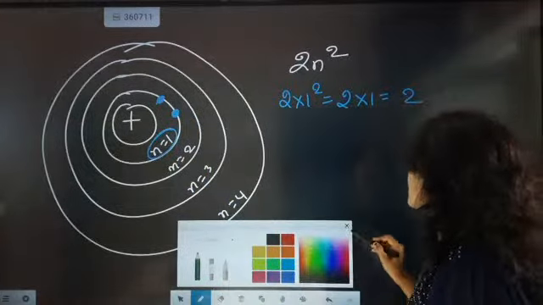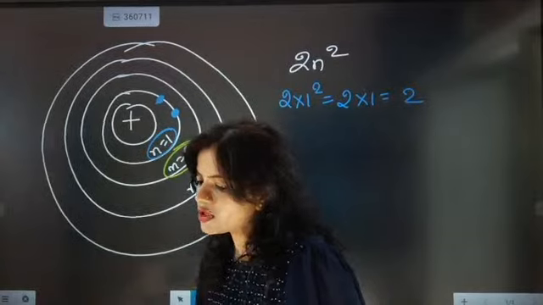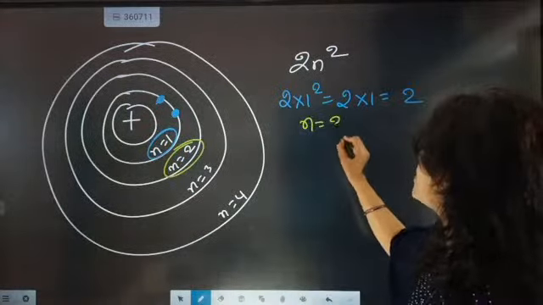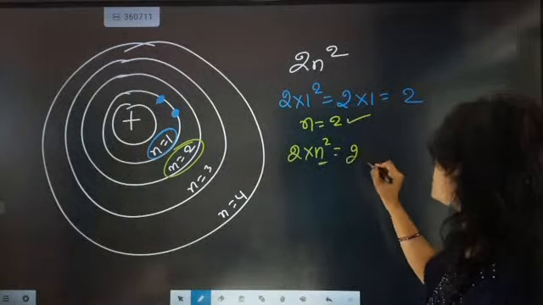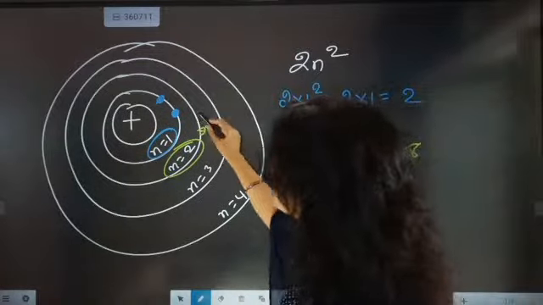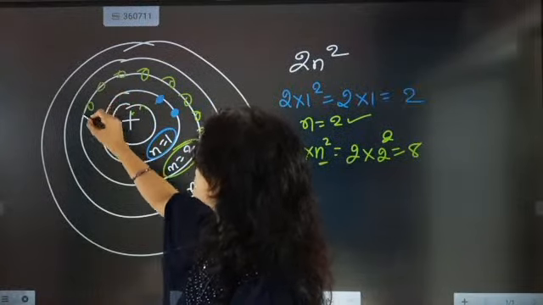Now second orbit, n equal to 2. So when n equals 2, it is 2 into n square, so 2 into 2 square. So it will become 8. So the second orbit can have a maximum of 1, 2, 3, 4, 5, 6, 7, 8 electrons.